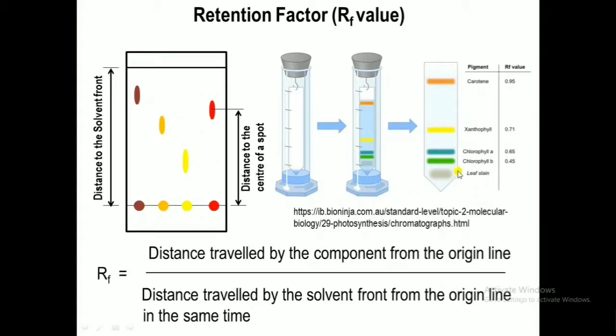They got RF values for different components. So for example, in this particular case, chlorophyll B has an RF value of 0.45. Chlorophyll A has an RF value of 0.65, xanthophyll 0.71 and carotene 0.95. Okay, so one thing you have to keep in mind is why chlorophyll B has an RF value of 0.45, because the distance traveled by chlorophyll B is the smallest among the other pigments.